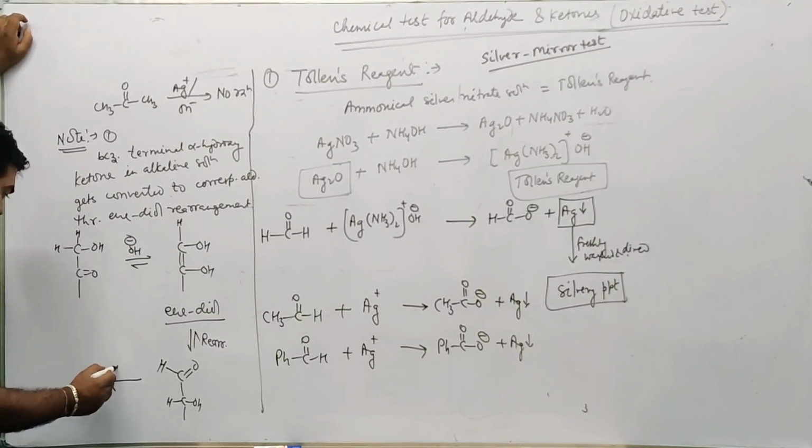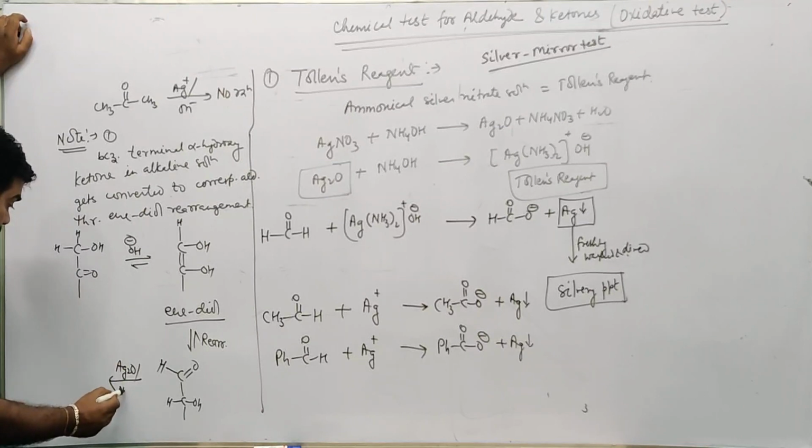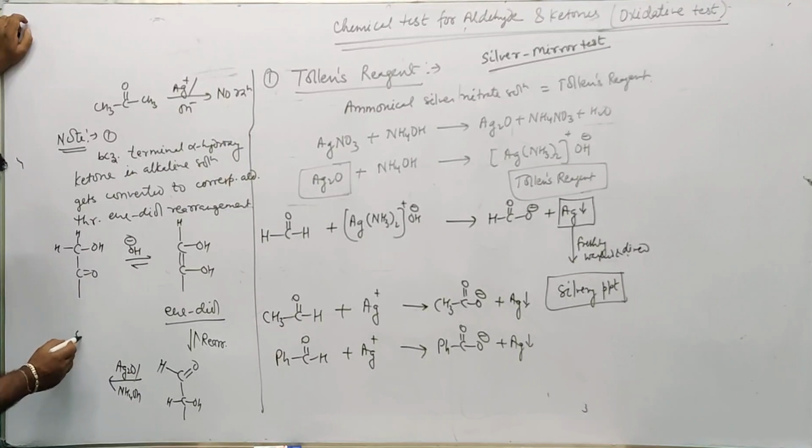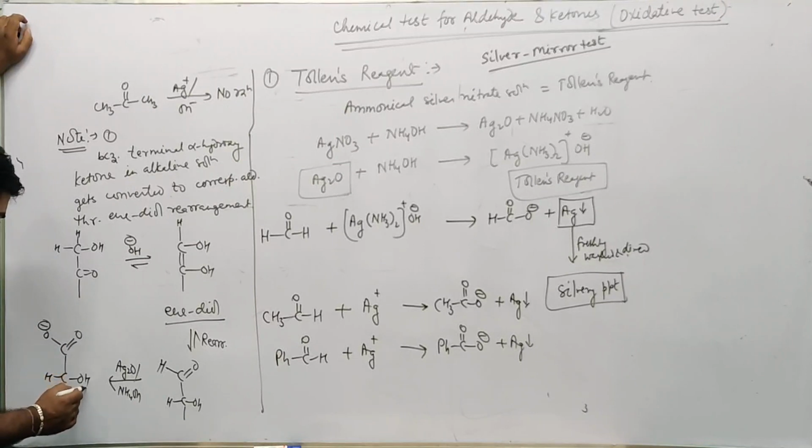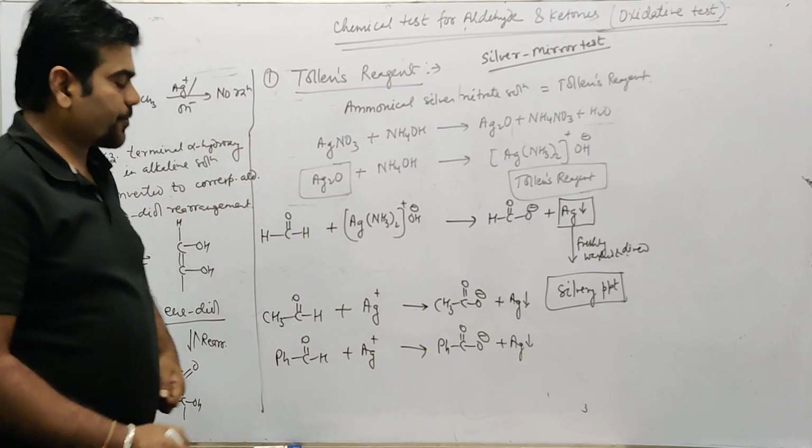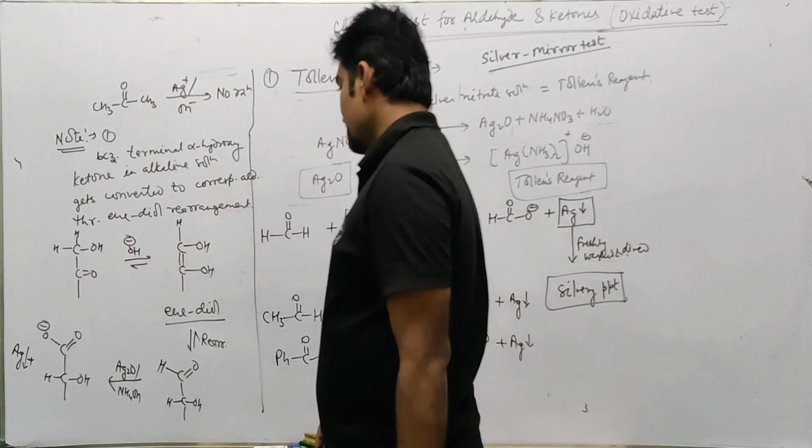Now this will give a positive test towards Tollens reagent, Ag2O in ammonium hydroxide. So this will become COO minus, CHOH. This plus silver ion gets precipitated in the form of Ag.